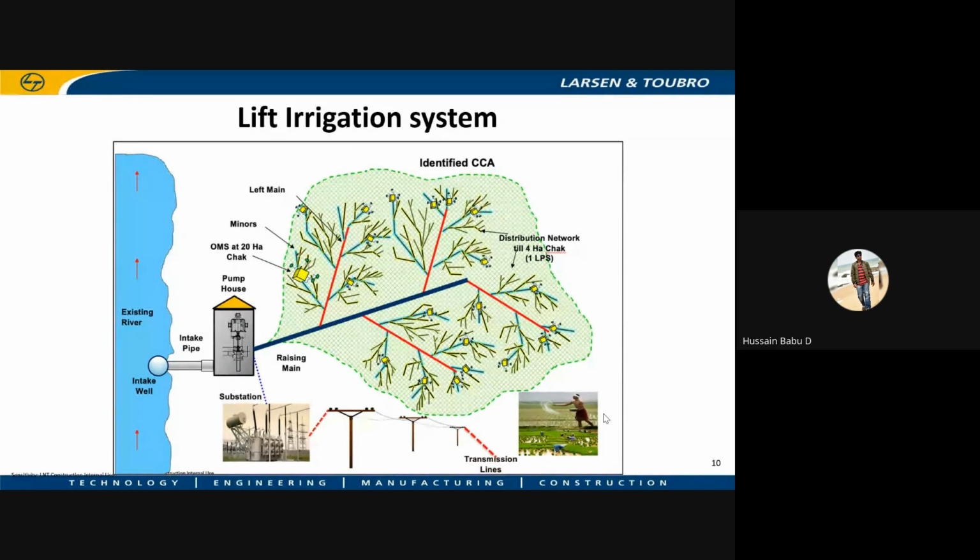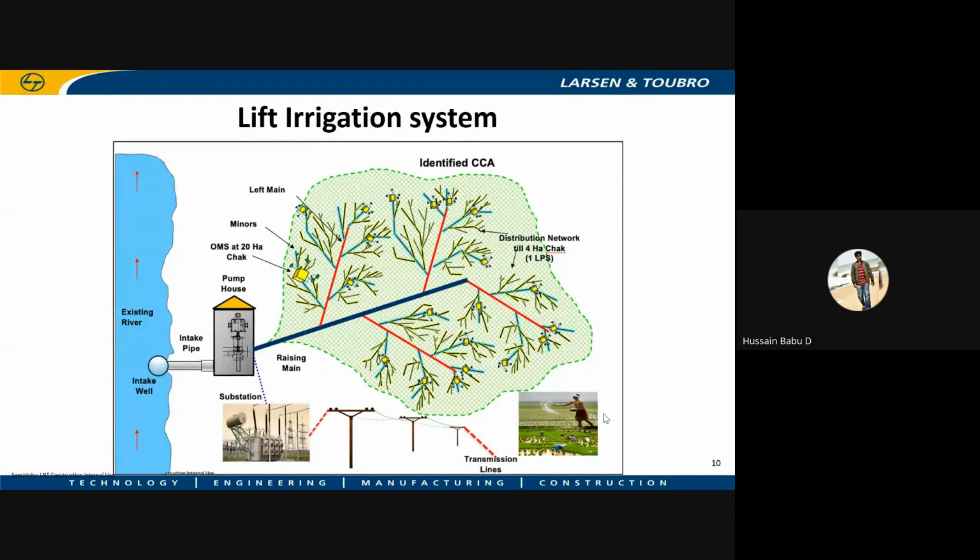Here you can see water is pumped from an intake well or existing reservoir structure through a pump house, and then transferred to a delivery chamber. From the delivery chamber it is transferred to a distribution main, and from the distribution main the water is transferred to each OMS, outlet management system. From the outlet management system, it is transferred to the respective chucks.